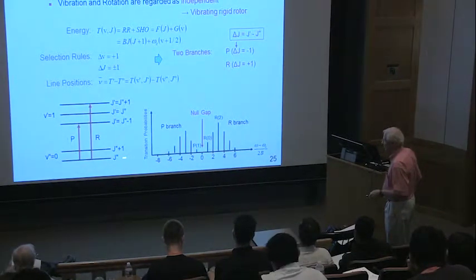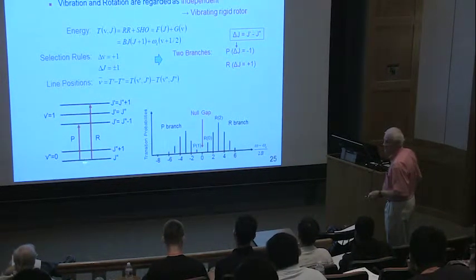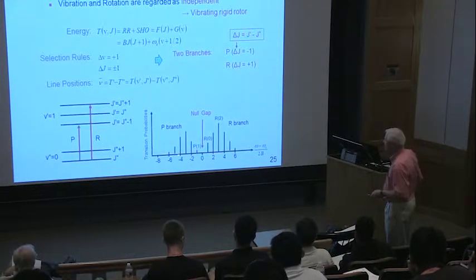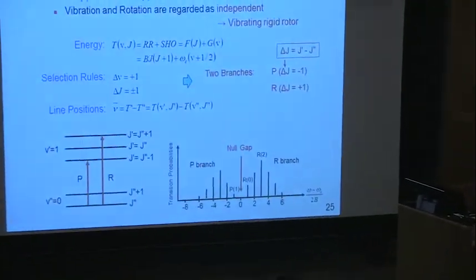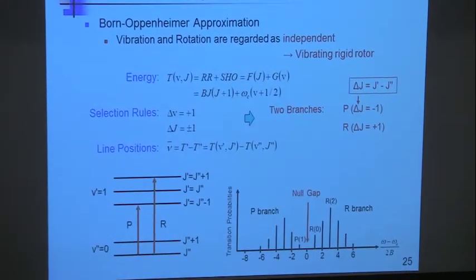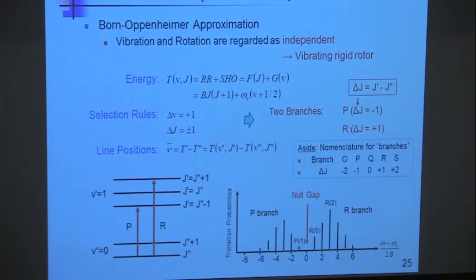If this J double prime is 0, P cannot go from 0 because you can't go to minus 1. So the minimum value of P is 1. So that's what the spectrum looks like and explains the branches that we've been talking about as we go.